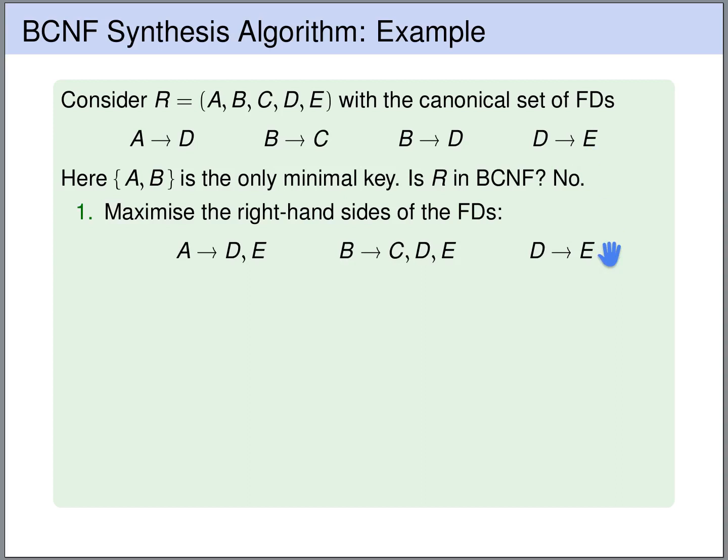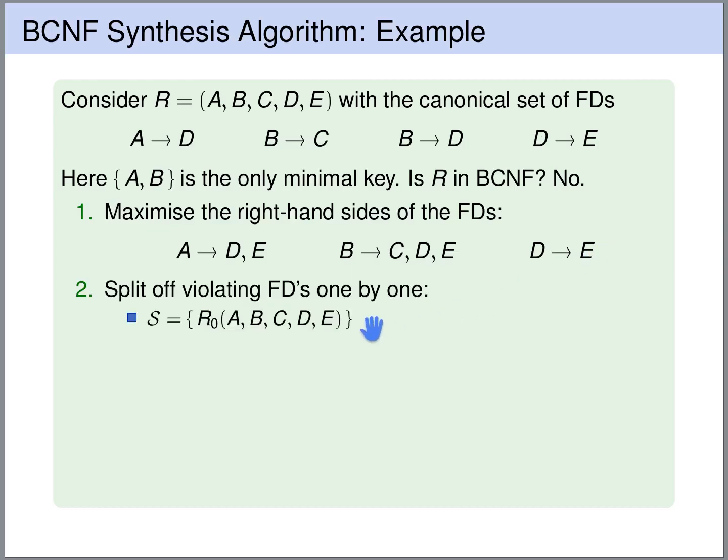Now we are starting the transformation procedure. We will split off violating functional dependencies one by one. We start with our original relation that we now call R0 here. So we start with the relation containing all of the attributes. And now we check, is there a functional dependency that violates the Boyce-Codd normal form? Our first functional dependency already violates the Boyce-Codd normal form, because the left-hand side does not contain a key of this relation. The cover of A is just ADE and not all of the attributes, and this is not trivial.